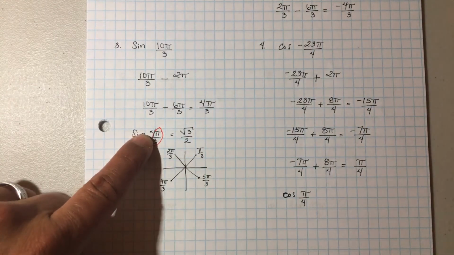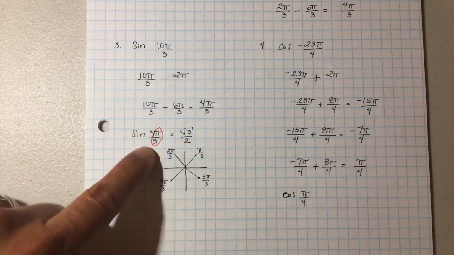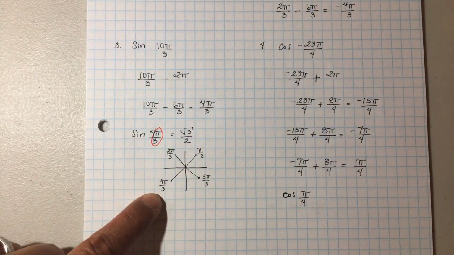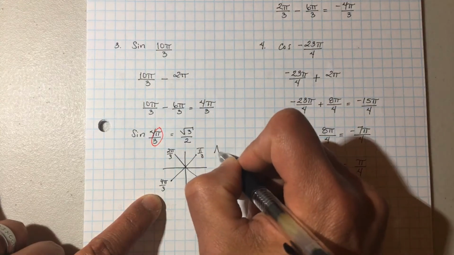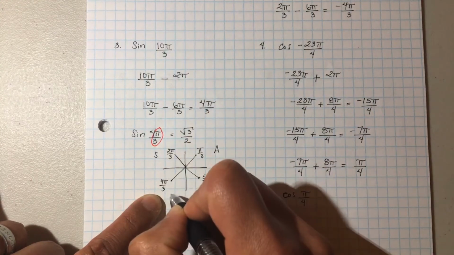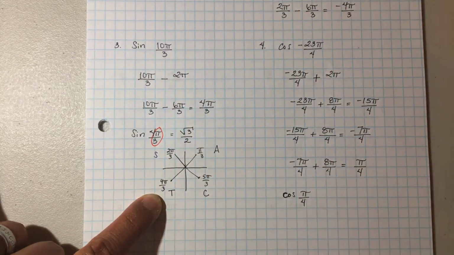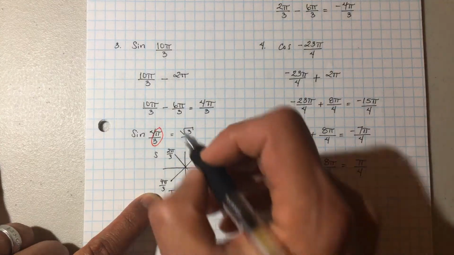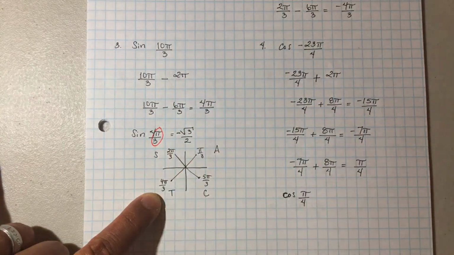Now I just got to figure out where is 4 pi over 3. I know pi over 3 is radical 3 over 2, but where is 4 pi over 3? 4 pi over 3 is in the third quadrant. And remember, all students take calculus. That means over here, tangent is positive. Wait a minute, that's not sine. So that means this guy is negative.